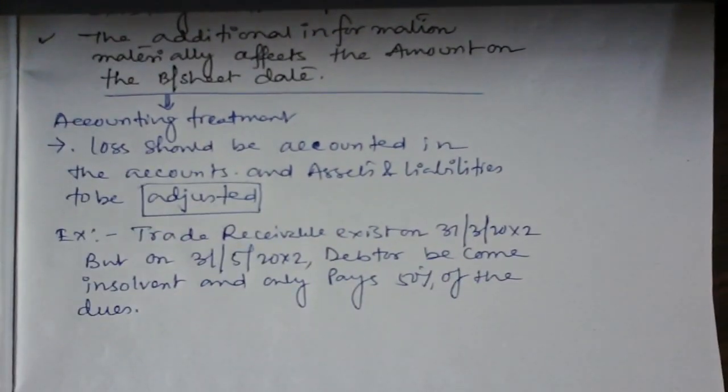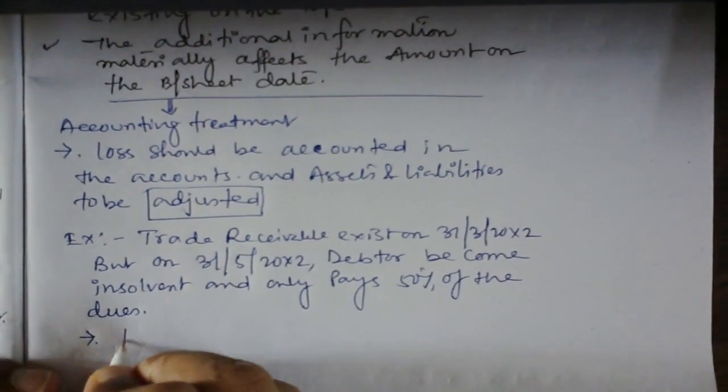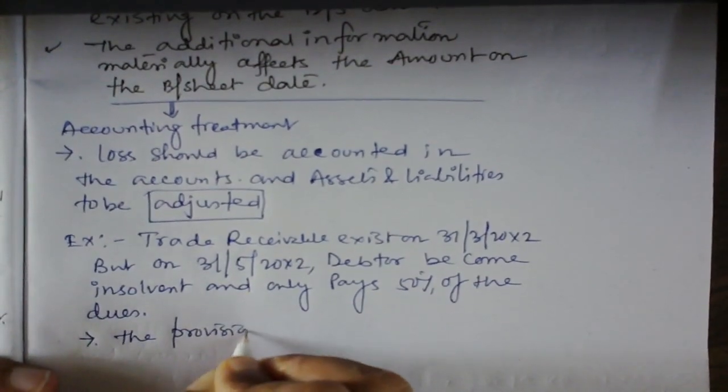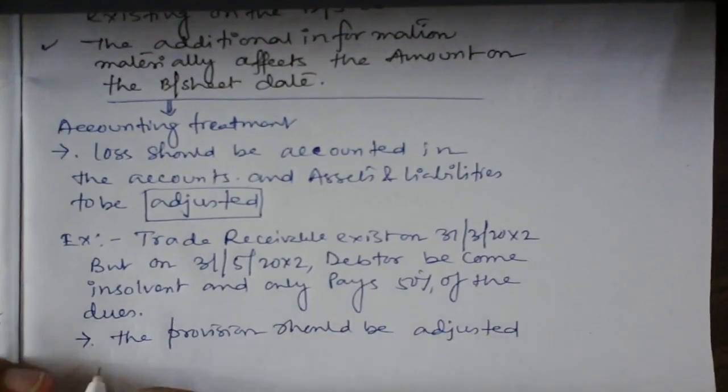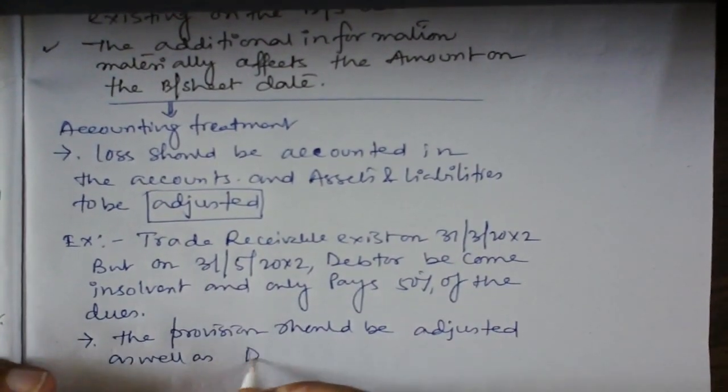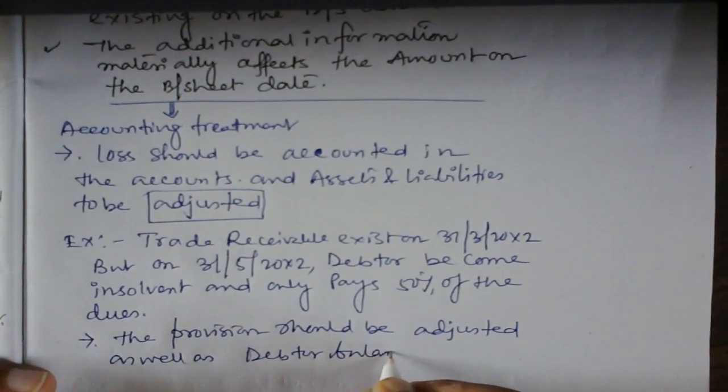Only pays 50% of the dues. Clear, sir? Trade receivable exists on the balance sheet date, but on 31st May, the debtor became insolvent and only pays 50% of the dues. So in this case, what happened? In this case, you can say the provision should be adjusted as well as the debtor balance should be reduced.